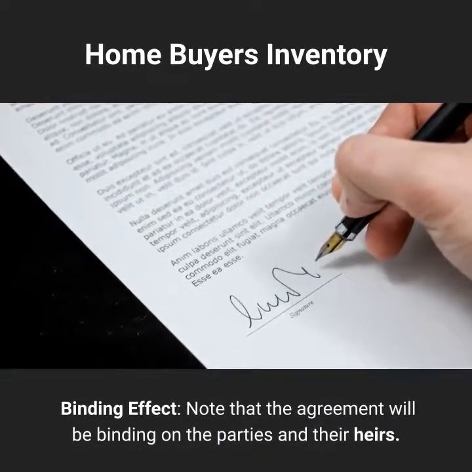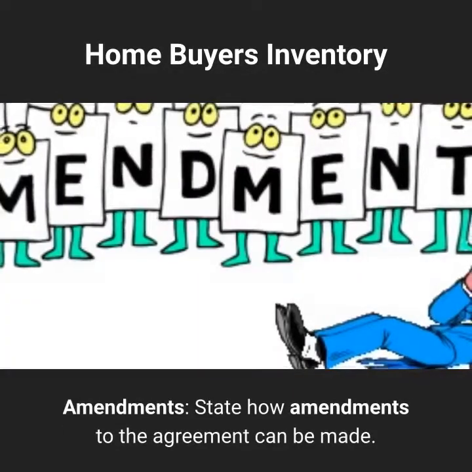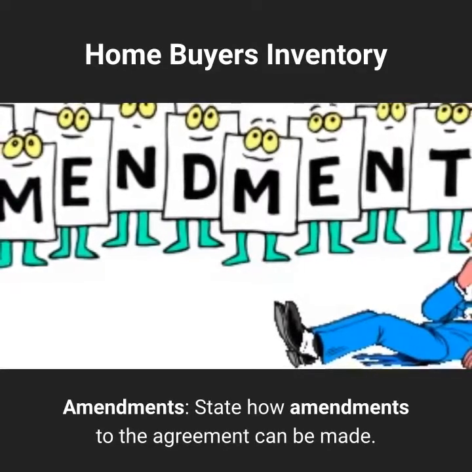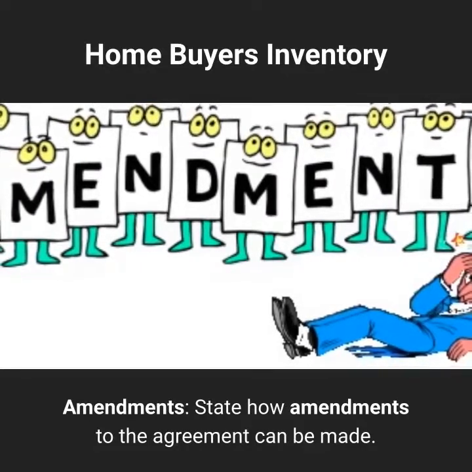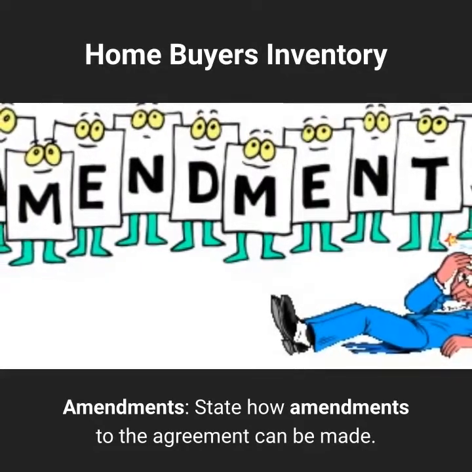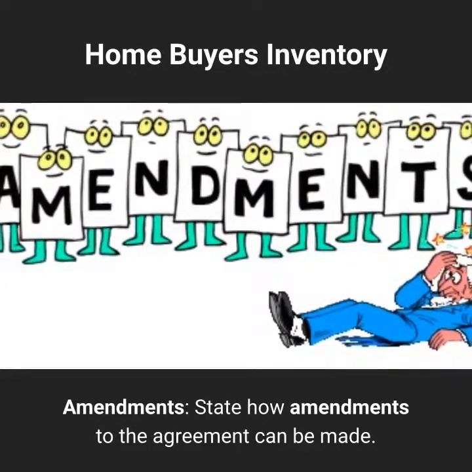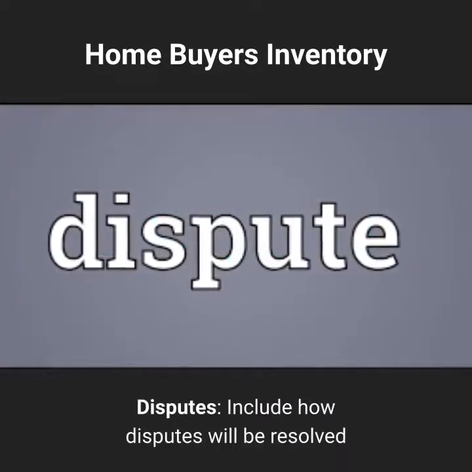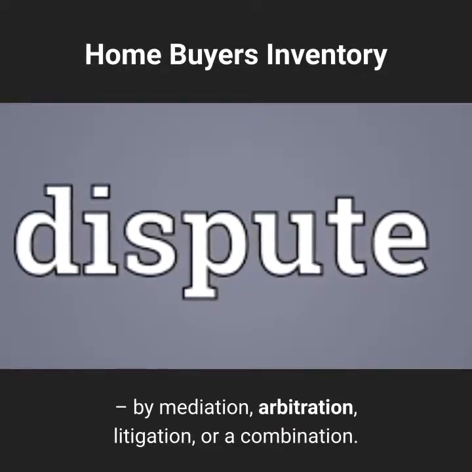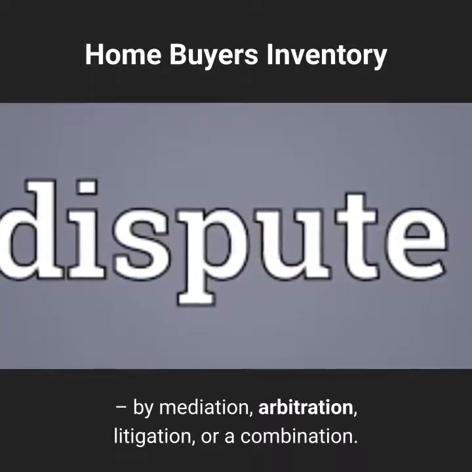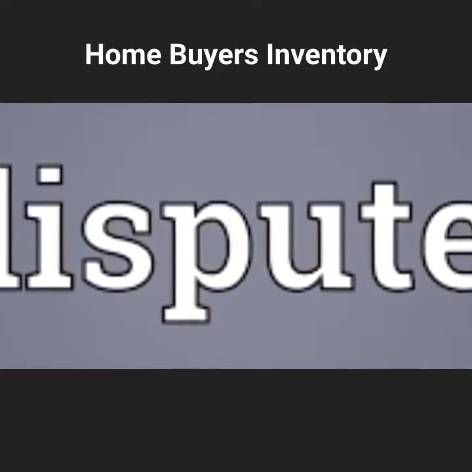The binding effect states that the agreement will be binding on the parties and their heirs. Amendments are statements of how amendments to the agreement can be made. If we need to add or remove something, instead of redoing all the documents all over again, you simply do an amendment and add it to the agreement. The dispute section includes how a dispute will be resolved by mediation, arbitration, litigation, or a combination of the above. You always want to know, if we get into some kind of dispute, how are we going to take care of that?